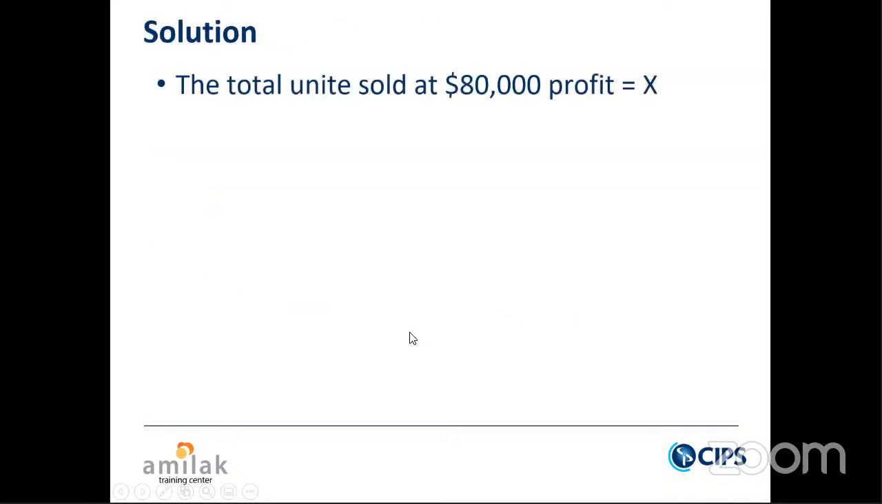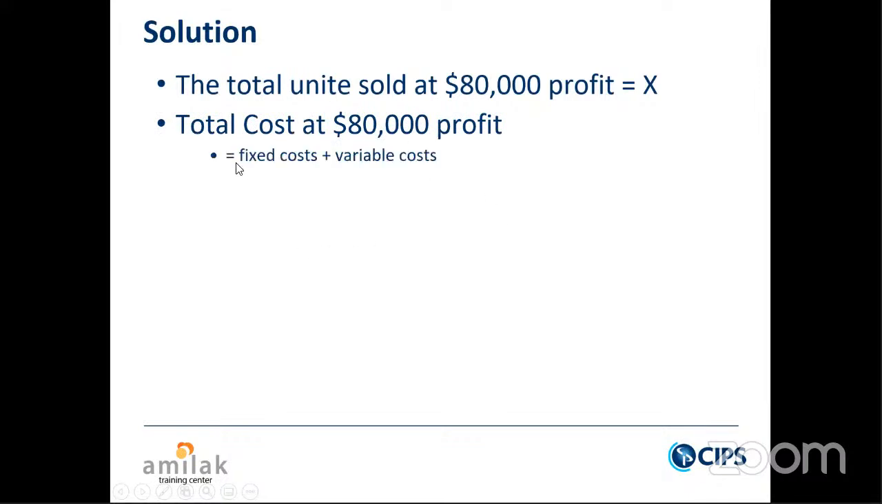Now, let's go to the solution. What they have given us is that there's a profit of 80,000. So the total units sold at 80,000 profit, assume that that is the number X, which we need to find. The total cost at 80,000 profit will be the fixed cost plus the variable cost. We already know what the fixed costs are, plus we multiply the variable cost times the number of units which we're looking for, X.